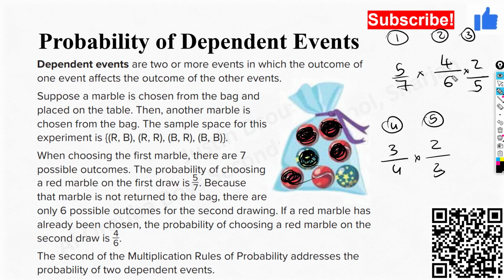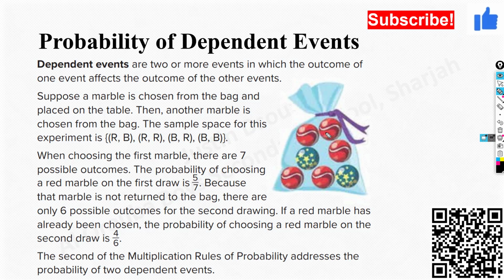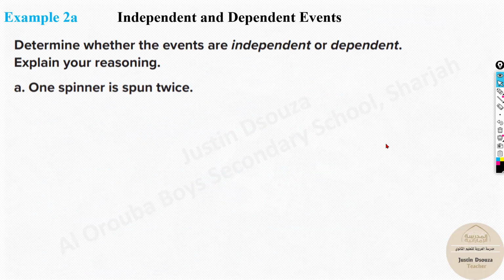So each time if you're not replacing the ball, if you're not keeping the ball back, the total number of balls reduces. And look at what is being asked. If it is red, first red was 5, now it's going to reduce because it's gone. So this is what is dependent. Here dependency matters because the first event impacts the second event. The probability keeps on changing. That is what it is.